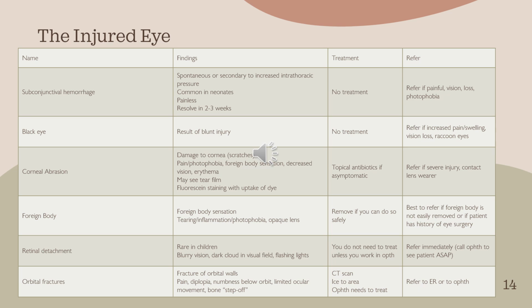Orbital fractures, they'll have pain. They may have double vision, numbness around the area, limited ocular movement. They may have a bone step off, which your book goes into more detail of. They need a CT scan to rule out any other problems and to see the orbital fracture. And they need to see an ophthalmologist. They may need treatment by a surgeon. Okay, they need to either be sent to ER or to an ophthalmologist. Likely, they're being seen by the ER anyway.